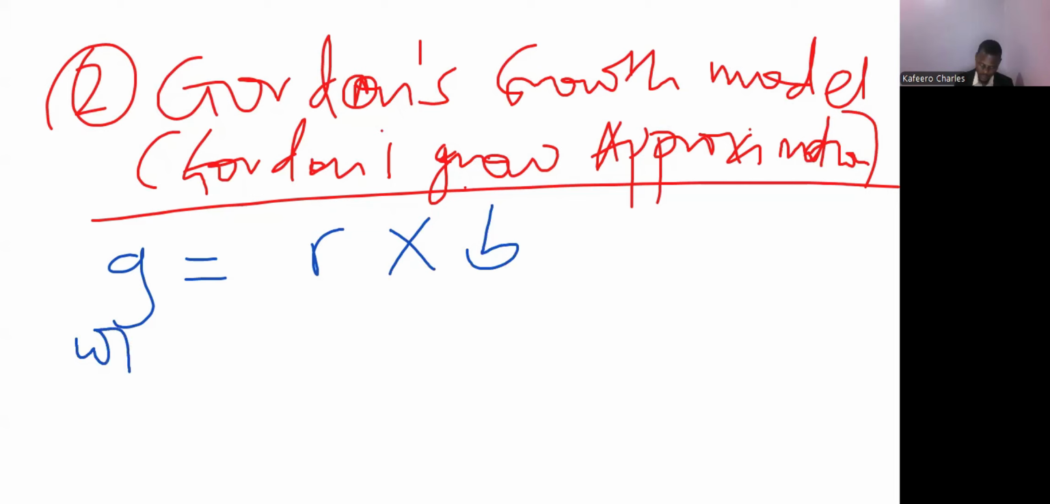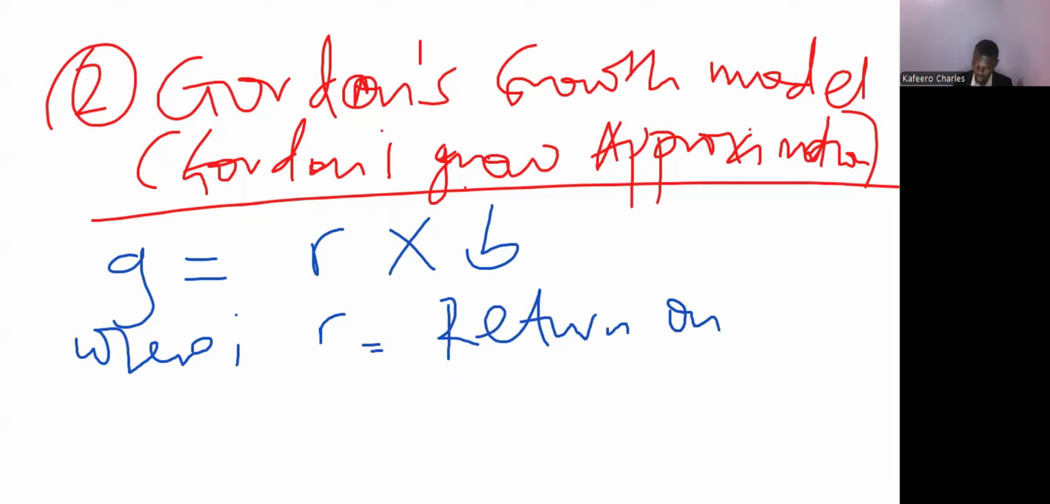where R is our return on capital, or what we call the cost of capital. The return on invested capital, or return on capital. This is the cost of capital, or RRR, the required rate of return.